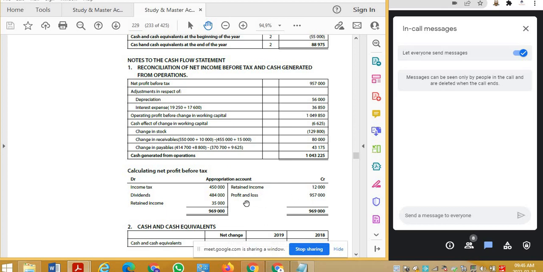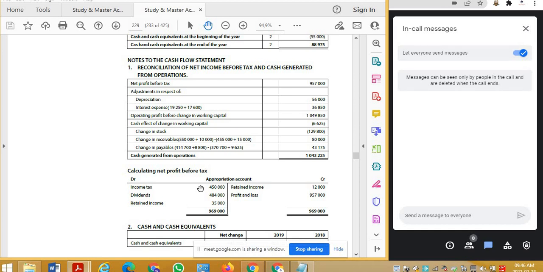You are working this amount out. The income tax, they give that to you as well. That's the income tax that needs to be paid. And they tell you the dividends, which is the 308 interim dividends plus what the liability is at the end. Why? Because this dividends amount is only concerned with what was declared for the year.